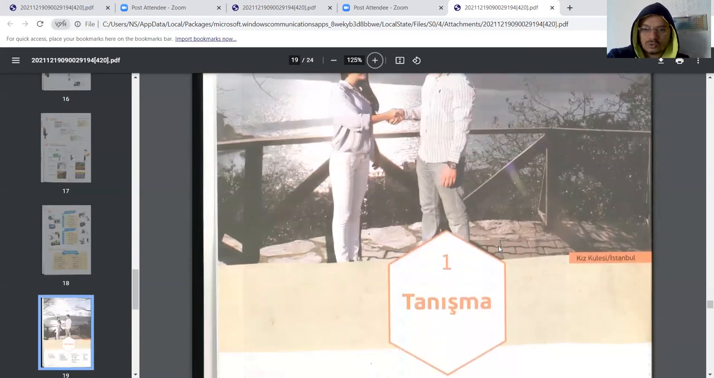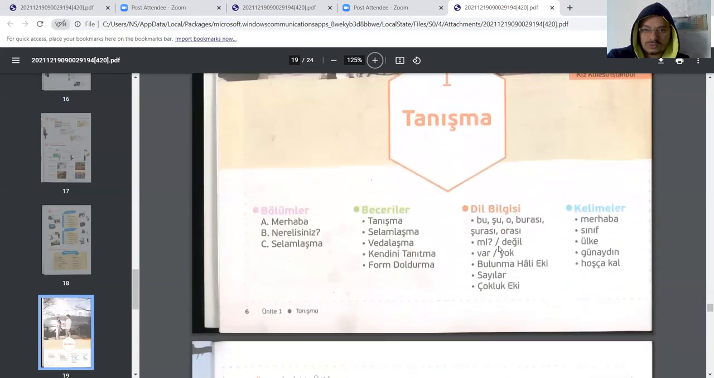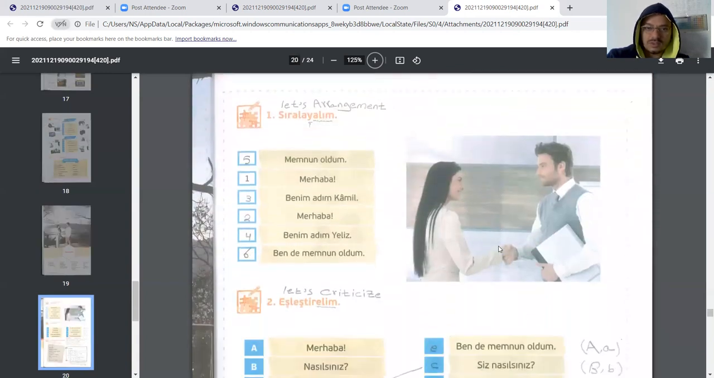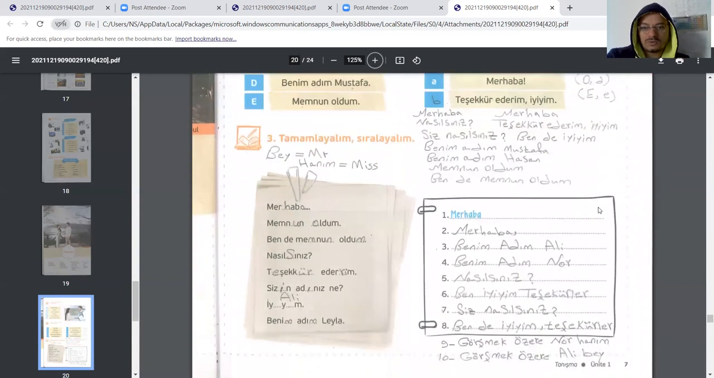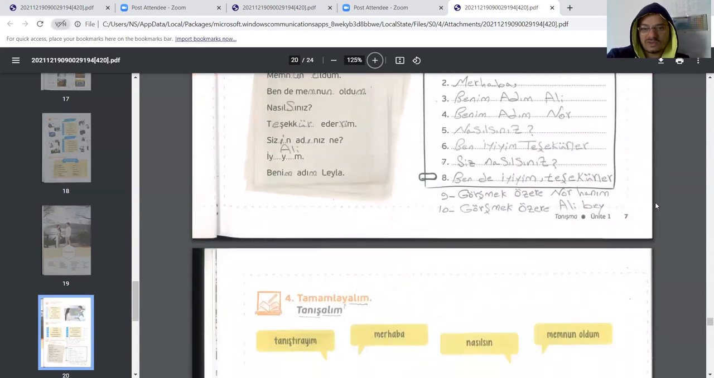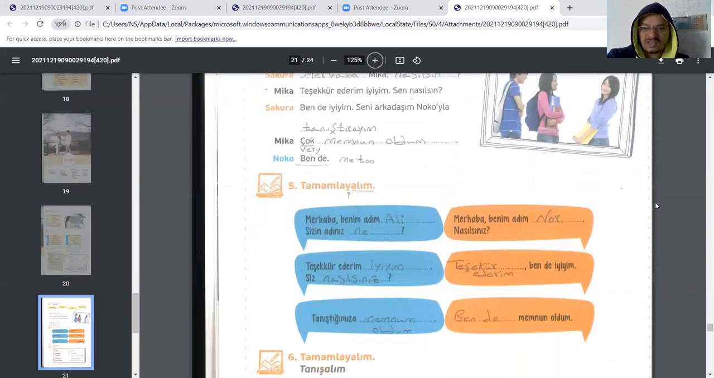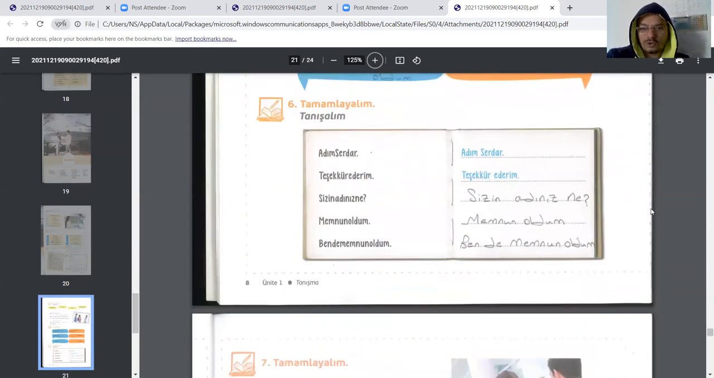Now let's go to çalışma kitabı, the workbook. Merhaba, merhaba. Benim adım Kemal. Benim adım Yeliz. Memnun oldum, ben de memnun oldum. And all of these solving questions, you can take a look at to develop your level.